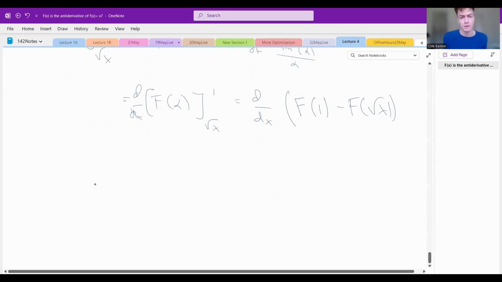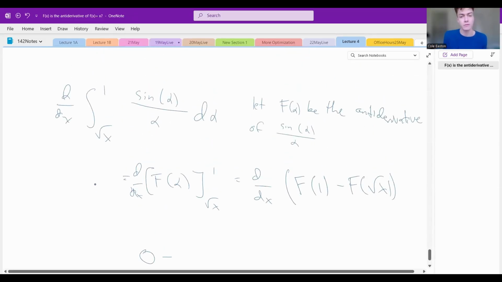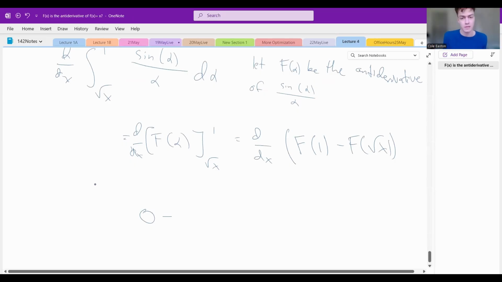Okay, so derivative of big F of 1. Well, once again, big F of 1 is just some number. Derivative of some number is 0. And then we're saying minus derivative of big F of root x. So we know that the derivative of big F is sine of alpha over alpha. And so in this case, we're going to say it's sine of whatever we're plugging in. So that's sine of root x over root x. And then we have to do chain rule and multiply by that inside derivative.